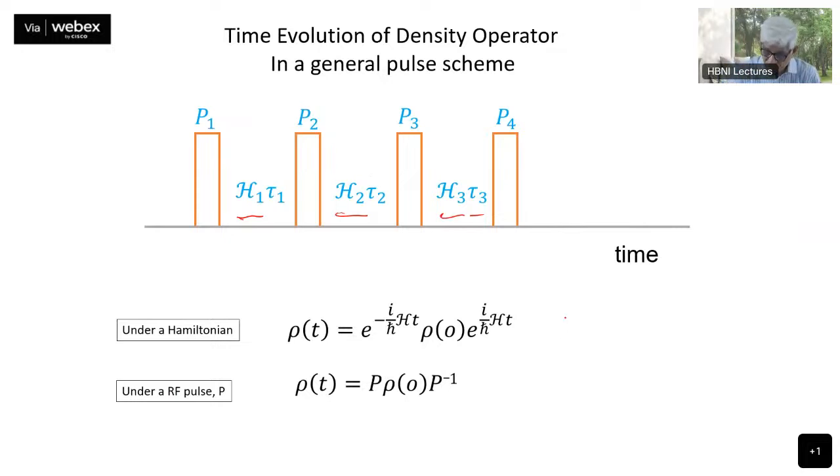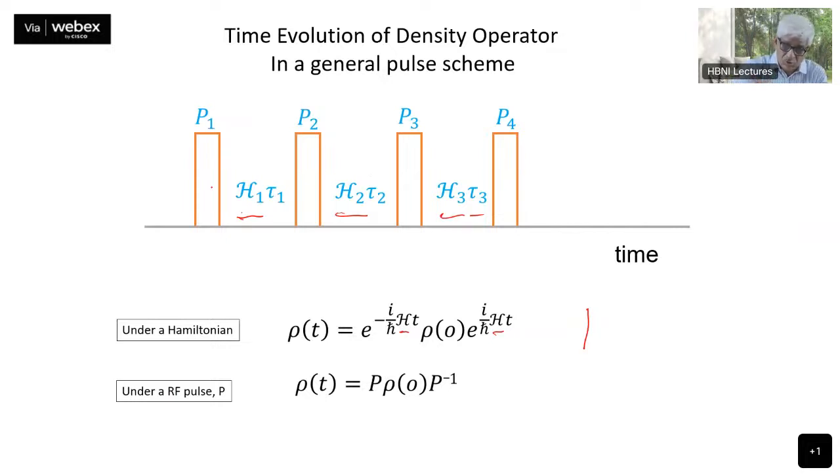Okay. You have to take this word from me that if you know the density operator at time t equal to 0, and it is evolving with time under the influence of the Hamiltonian H as indicated here, which can be different at different times, then the density operator at time t is given by this equation: e to the minus i by h cross Ht, rho of 0, e to the i by h cross Ht. We will not derive this. This comes from the solution of the Liouville equation which I mentioned to you earlier.